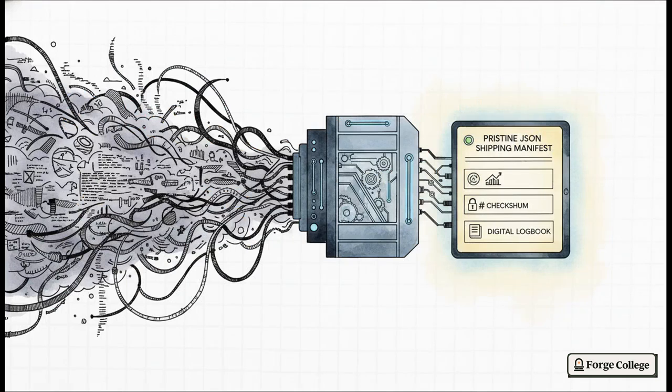The ultimate output of this CI pipeline is a pristine JSON shipping manifest. It contains cleanly structured keys, so things like status, test report, artifact checksums, and dry run logs. This takes all those messy, scattered terminal outputs and just bundles them into a beautiful, machine-readable format that holds all your verified data in one safe place, totally ready for the documentation phase.